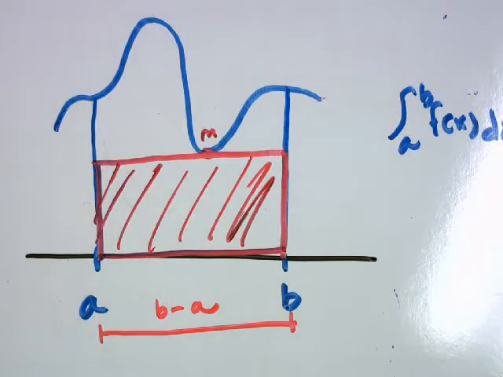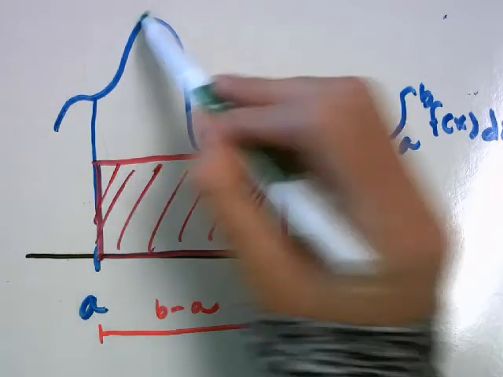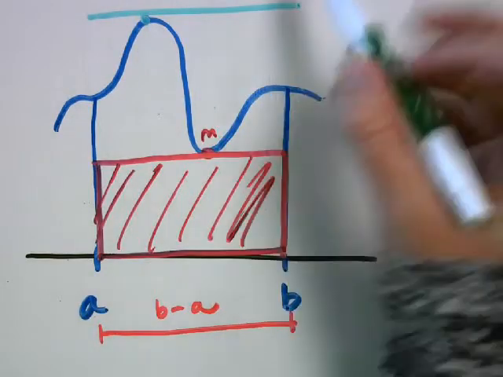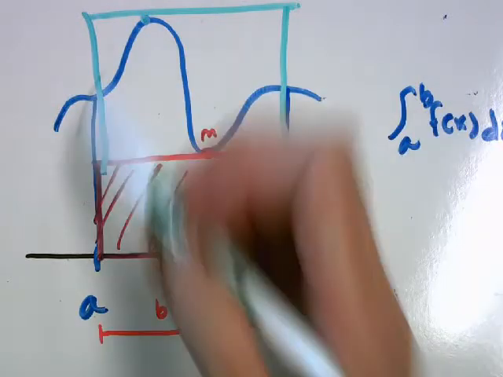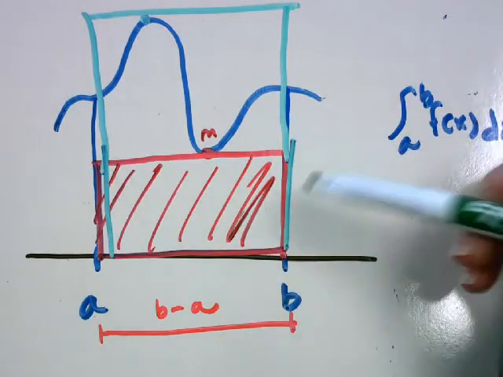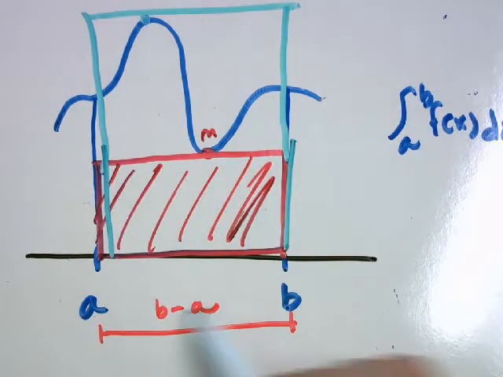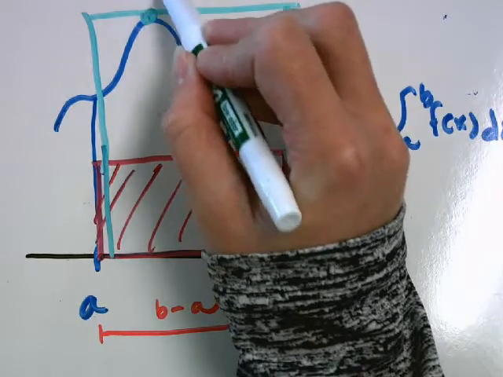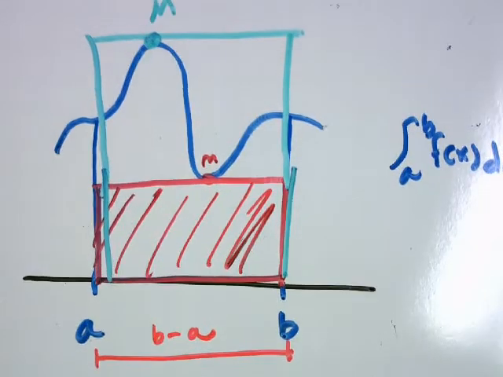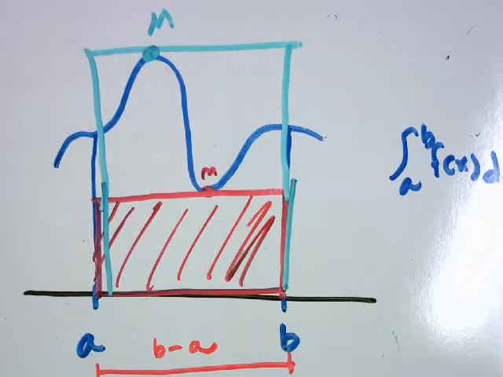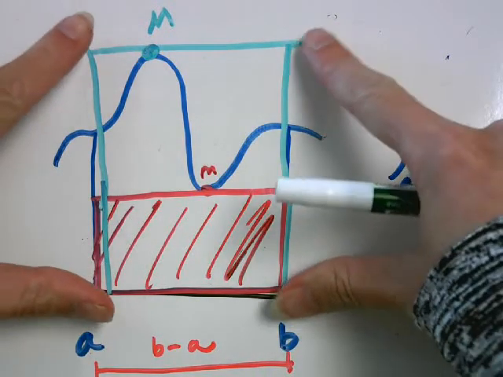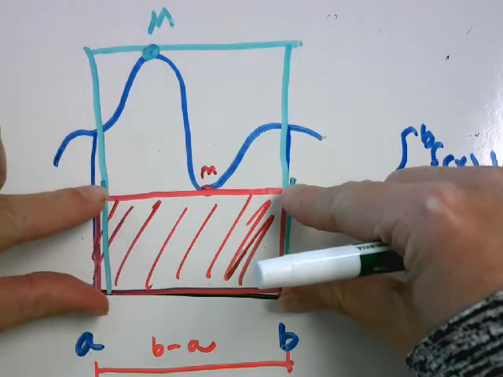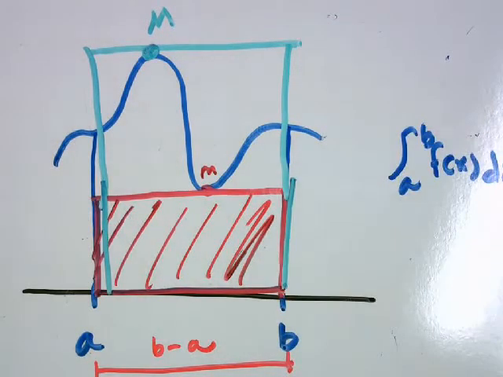The maximum, we're going to take the maximum point on the graph, and the integral area has to be less than that rectangle. The area of that rectangle is going to be b minus a times that y value, which we're going to call capital M. So the integral area is in between the area of this big rectangle and the area of this little rectangle.